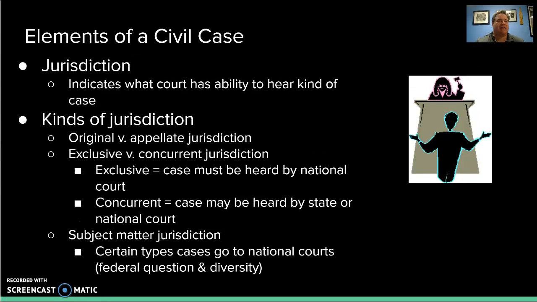The elements of a civil case continue with the idea of jurisdiction. Jurisdiction is a fancy way of saying what court is the appropriate court to hear whatever kind of case that the plaintiff is complaining about. So we have a number of kinds of jurisdiction. We've already seen one kind of jurisdiction, original versus appellate jurisdiction. Original jurisdiction is the trial court level, and appellate jurisdiction is appeals made from a trial court.